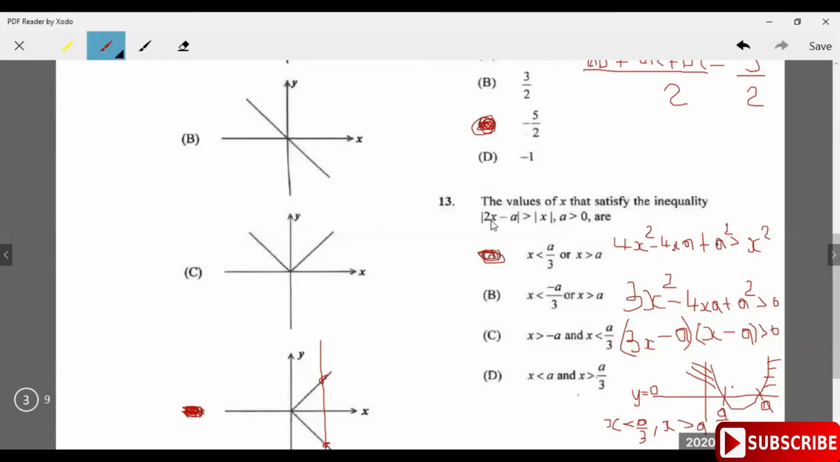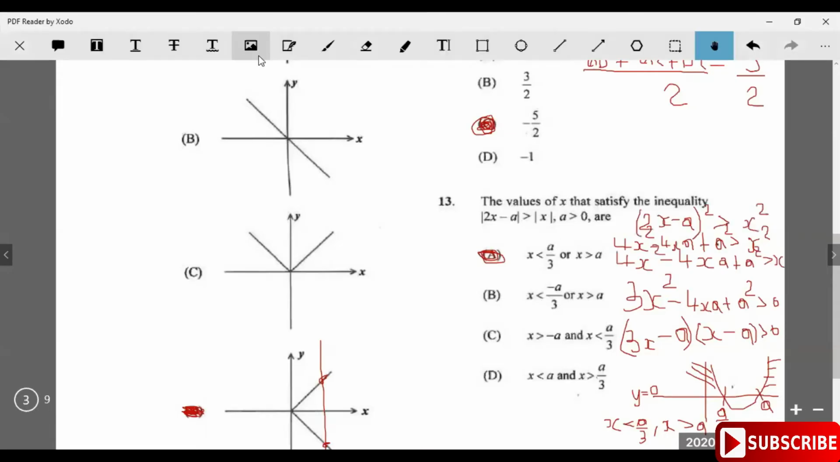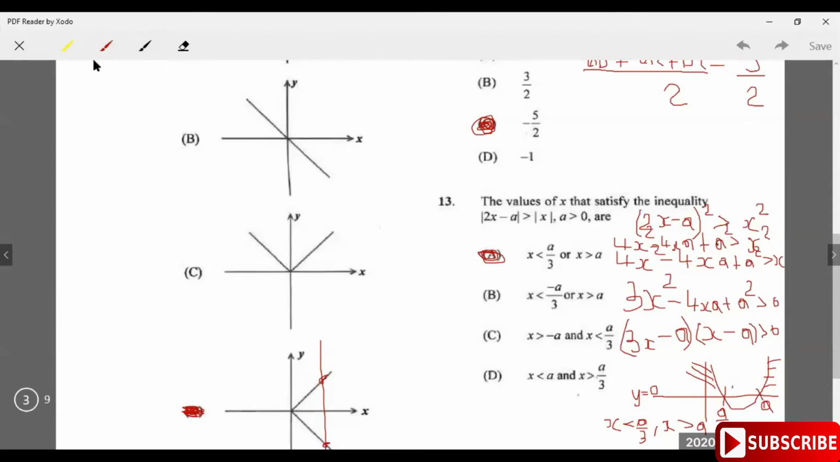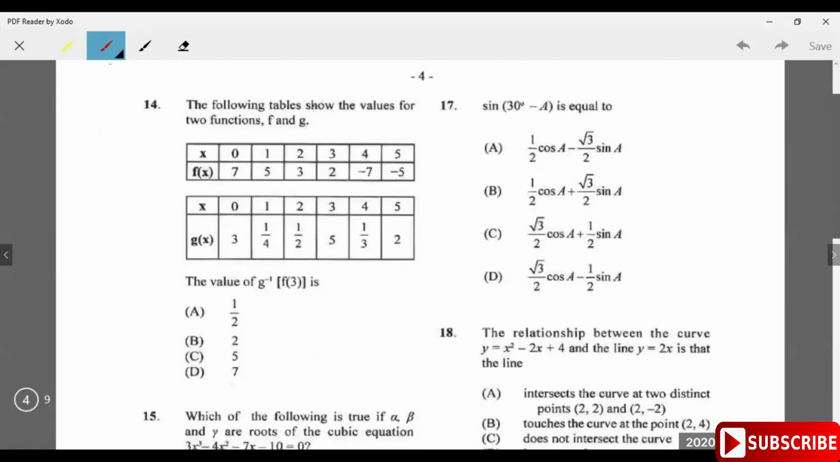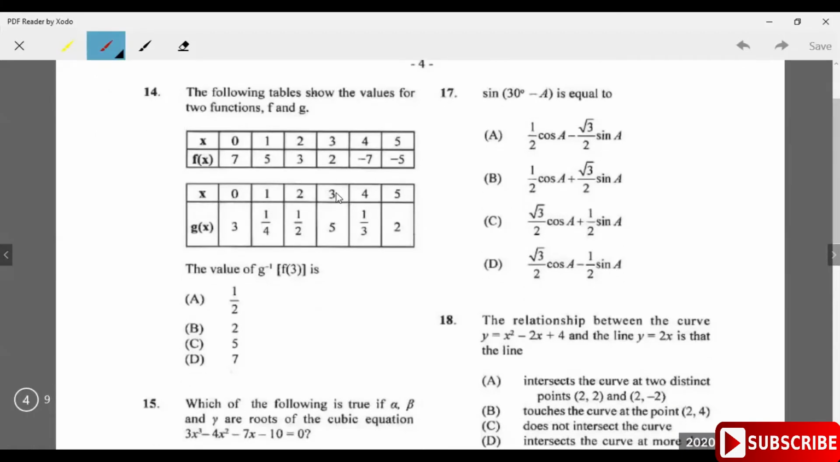Now, you can try a value for x when x is less than a over 3, and likewise, it's also going to be true. So A is the answer for question 13. Easy, soft. That's question 13. Question 14 is a repeat question that we did from the last paper, and that was 5. Repeat question. Easy.